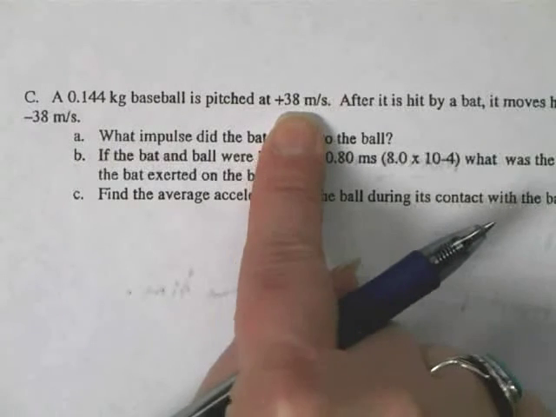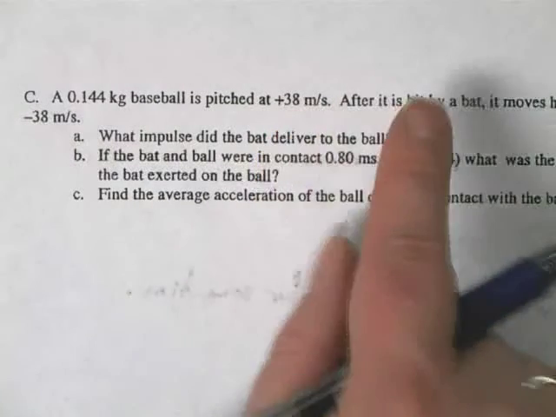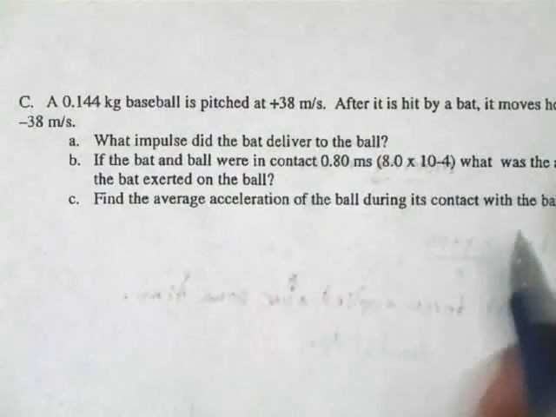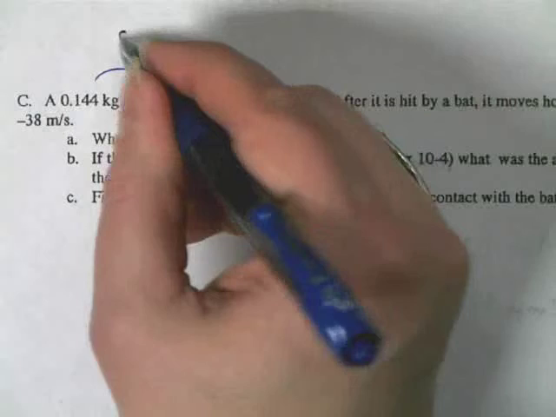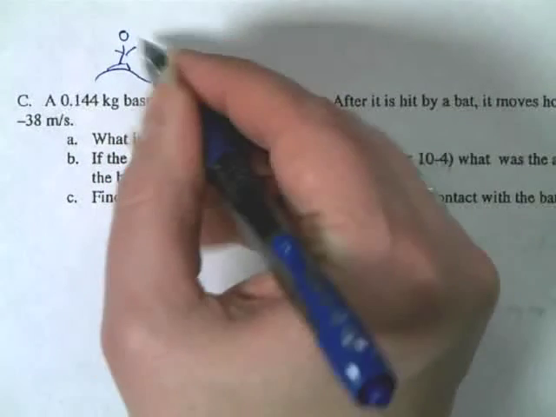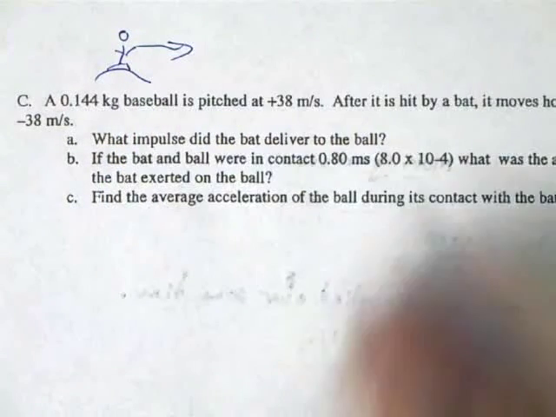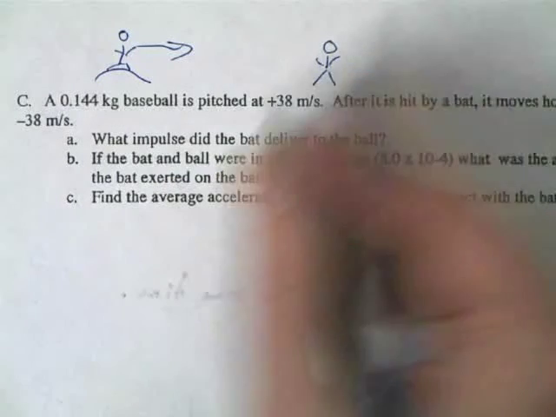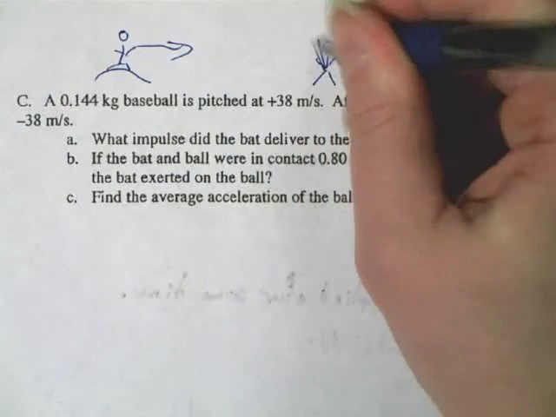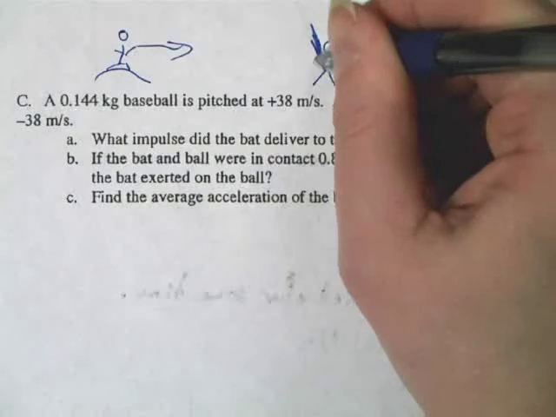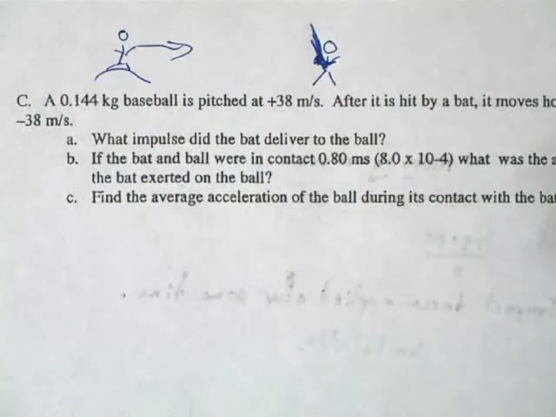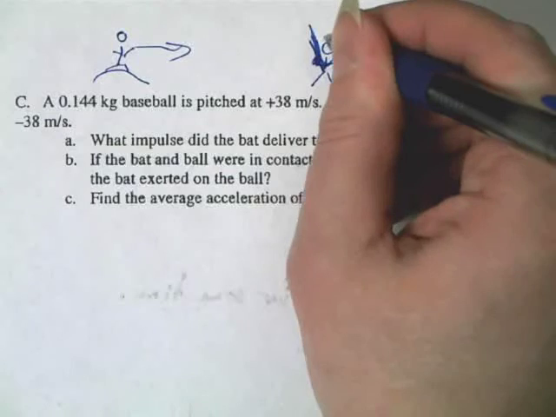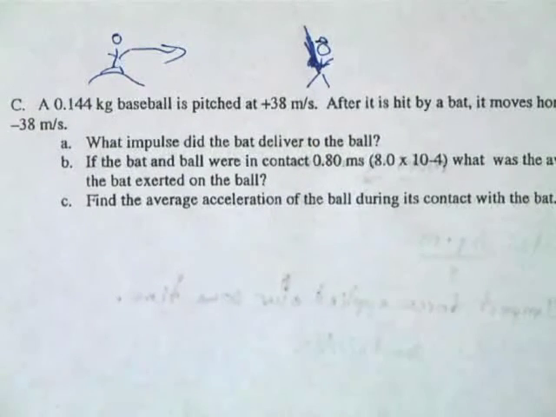Questions? Okay, this is just a little bit harder. We now have a baseball. Different mass, but still a baseball. It's pitched at a positive 38 meters per second. After it is hit by the bat, it moves horizontally at a negative 38 meters per second. So you've got the pitcher's mound out here. The pitcher is out here. They throw the ball. And then we have the home plate over here, and we have our batter.